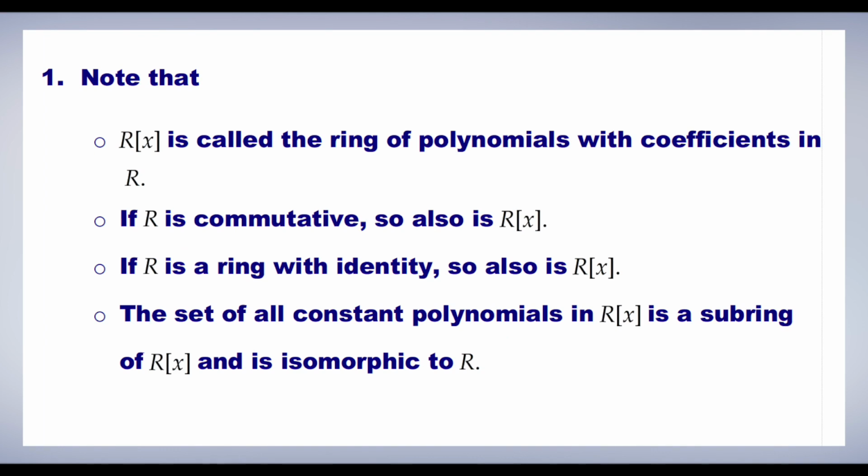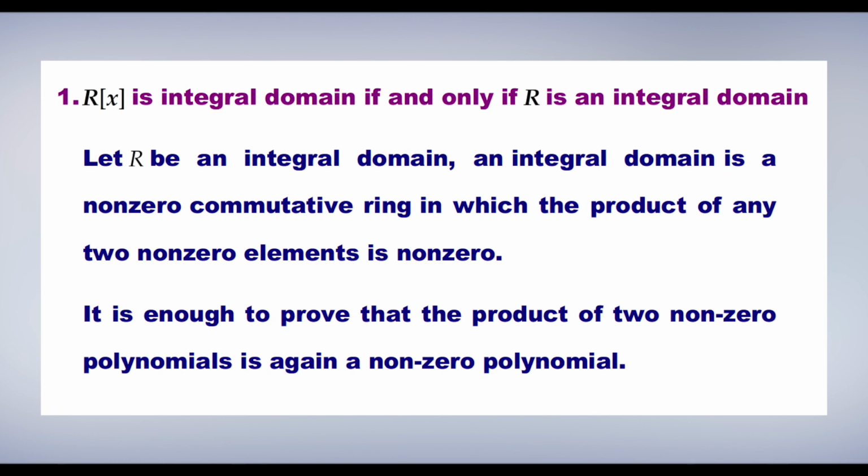Note that R[x] is called the ring of polynomials with coefficients in R. If R is commutative, so also is R[x]. If R is a ring with identity, so also is R[x]. The set of all constant polynomials in R[x] is a subring of R[x] and is isomorphic to R. R[x] is an integral domain if and only if R is an integral domain.